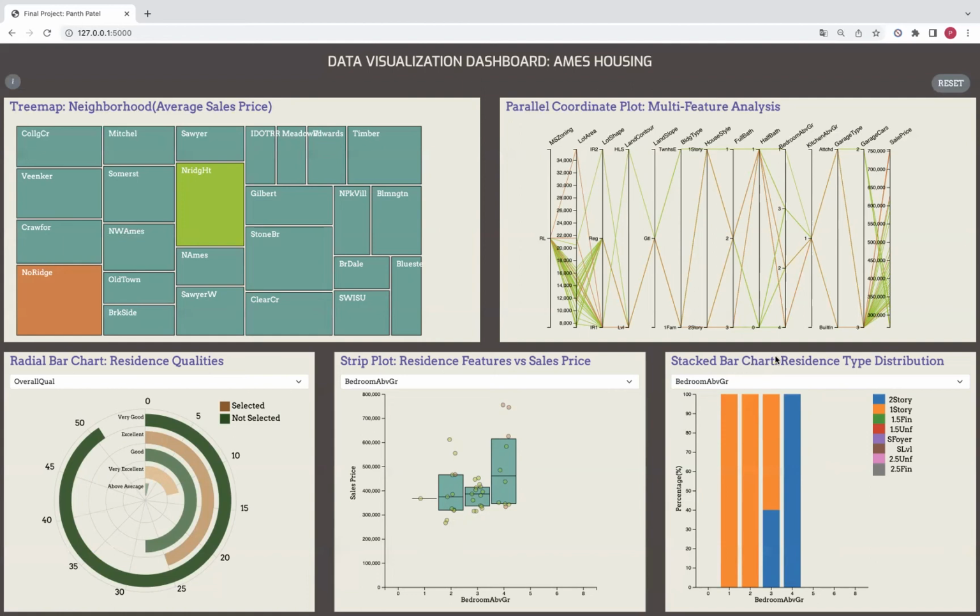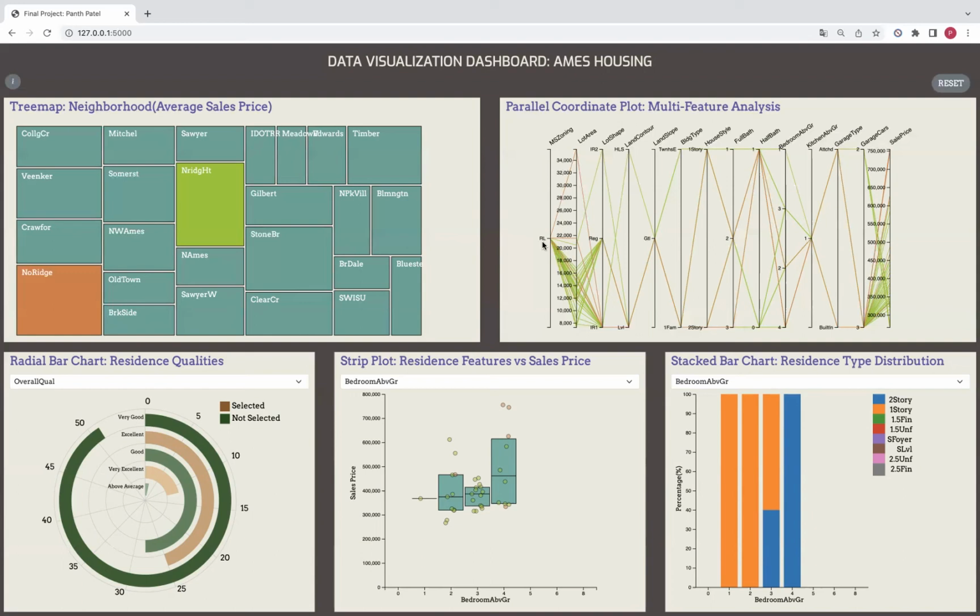In the stack bar chart, we can see that one and two bedroom apartments are generally one-story apartments for these two costliest neighborhoods, and there's an almost even distribution of two-story and one-story apartments for three-bedroom apartments in these two neighborhoods for excellent quality houses. We can also check on this parallel coordinate plot that all the houses belong to this particular zone.